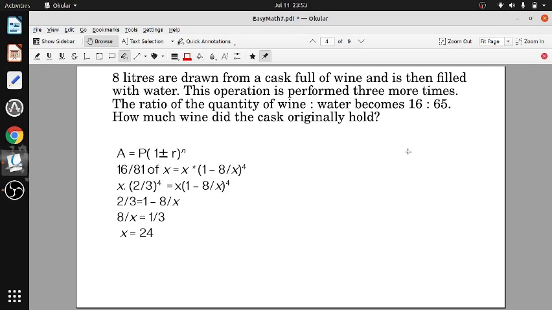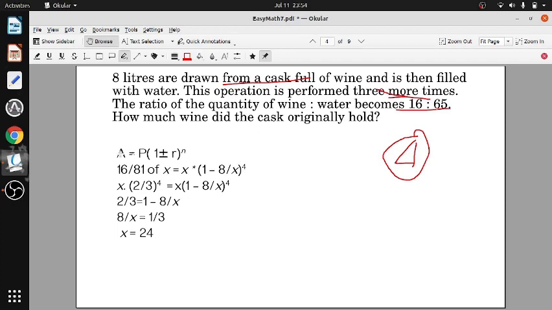8 liters are drawn from a cask full of wine and is then filled with water. This operation is performed 3 more times. Now this "more" is important. You have performed it once and then 3 more times. That means in total you are performing it 4 times. The ratio wine is to water becomes 16 is to 65, and you have to find the original capacity of the cask.